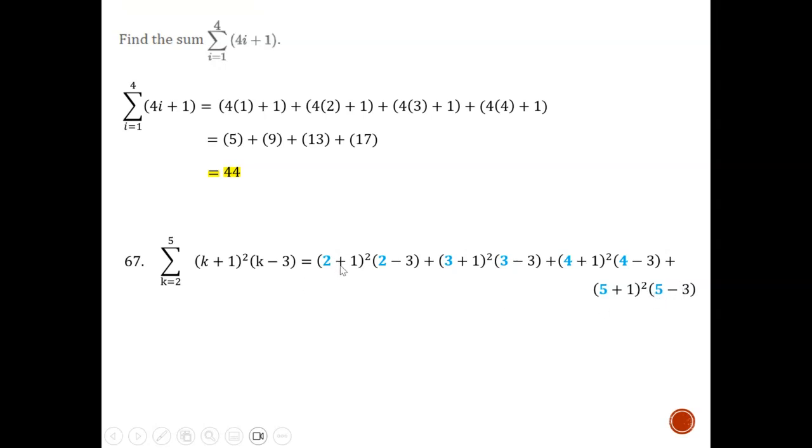Okay? This is going to give us 3 squared times negative 1, this will give us 4 squared times 0, this will give us 5 squared times 1, and this will give us 6 squared times 2. This will give us negative 9, plus 0, plus 25, plus 72. If we add them, it's going to give us 88. That's the answer for number 67.